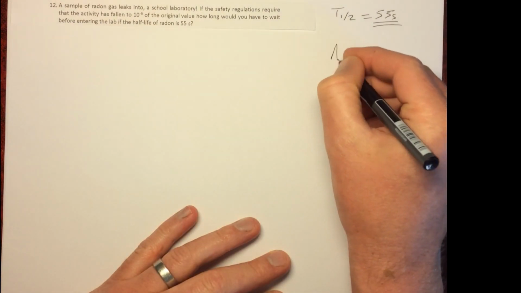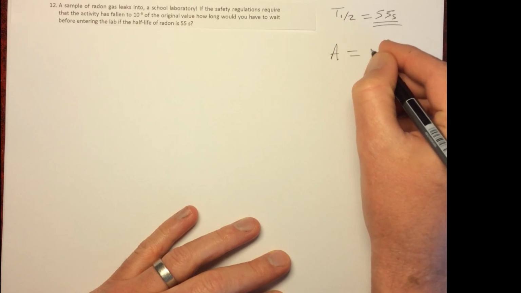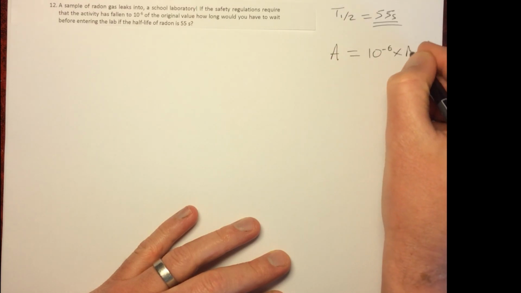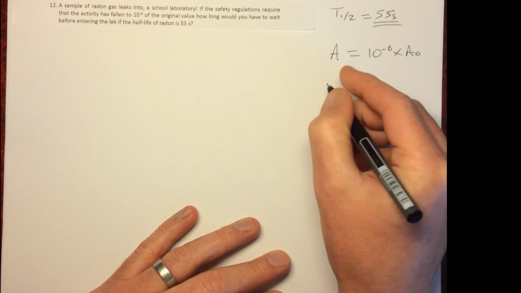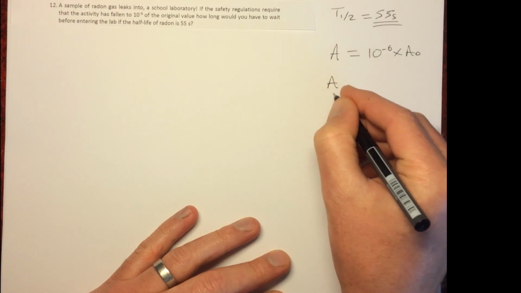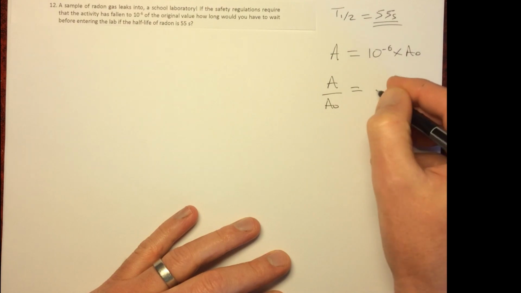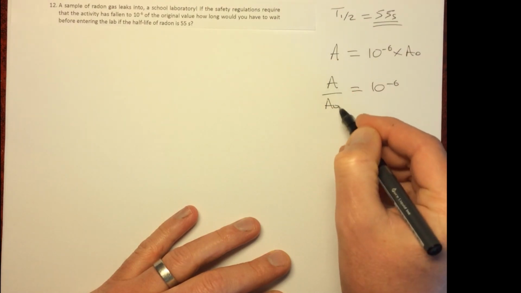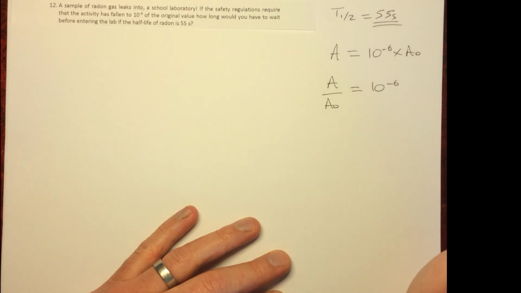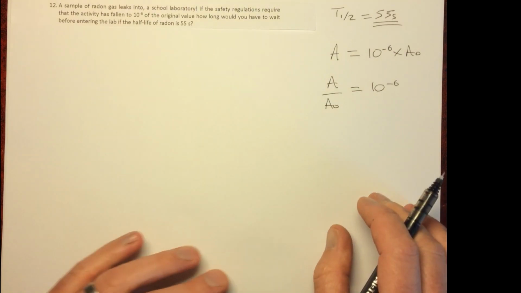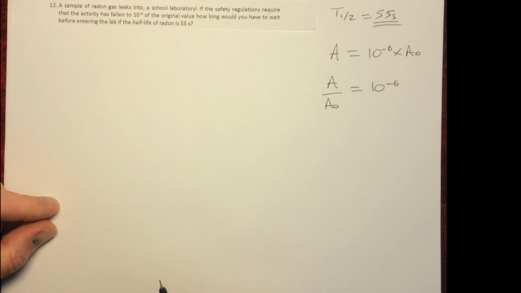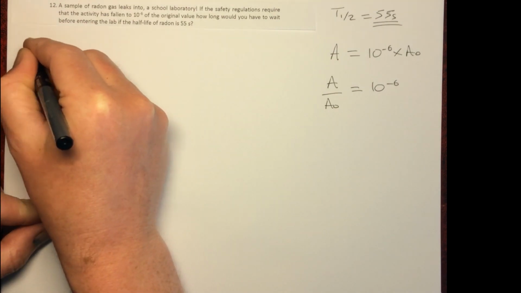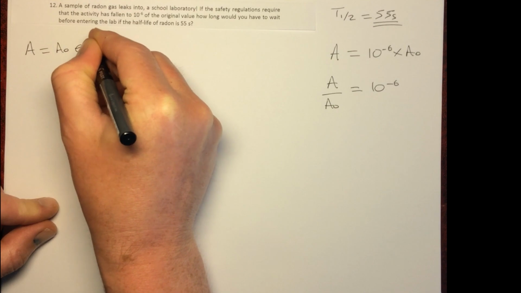of the original value, so therefore we know that A is equal to 10 to the minus 6 multiplied by A naught. So you can rearrange that. Another way of writing that would be A over A naught equals 10 to the minus 6. We know that the ratio of the final activity to the original activity is 10 to the minus 6. Okay, so therefore we can use that now to do the calculations required, because we know that A equals A naught e to the minus lambda t.